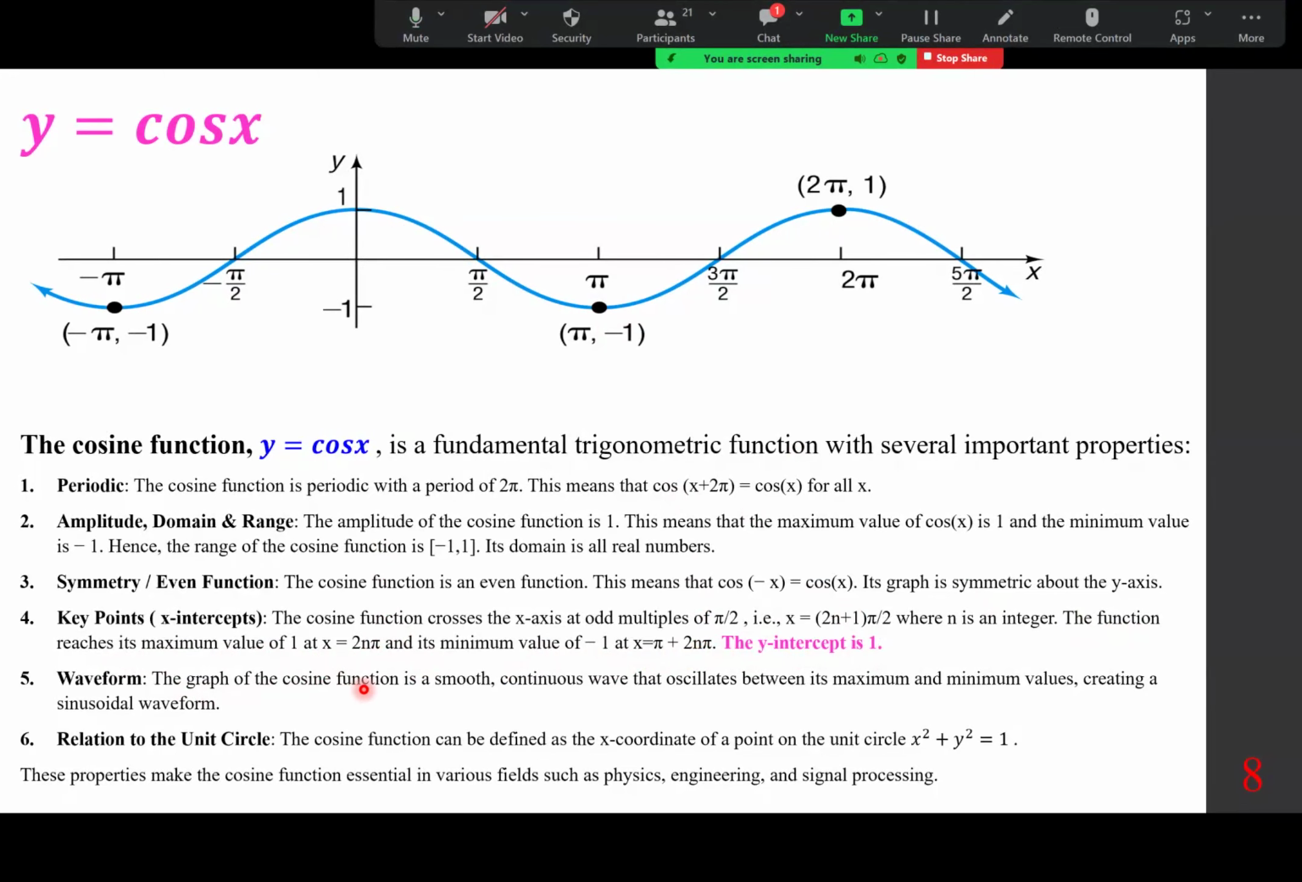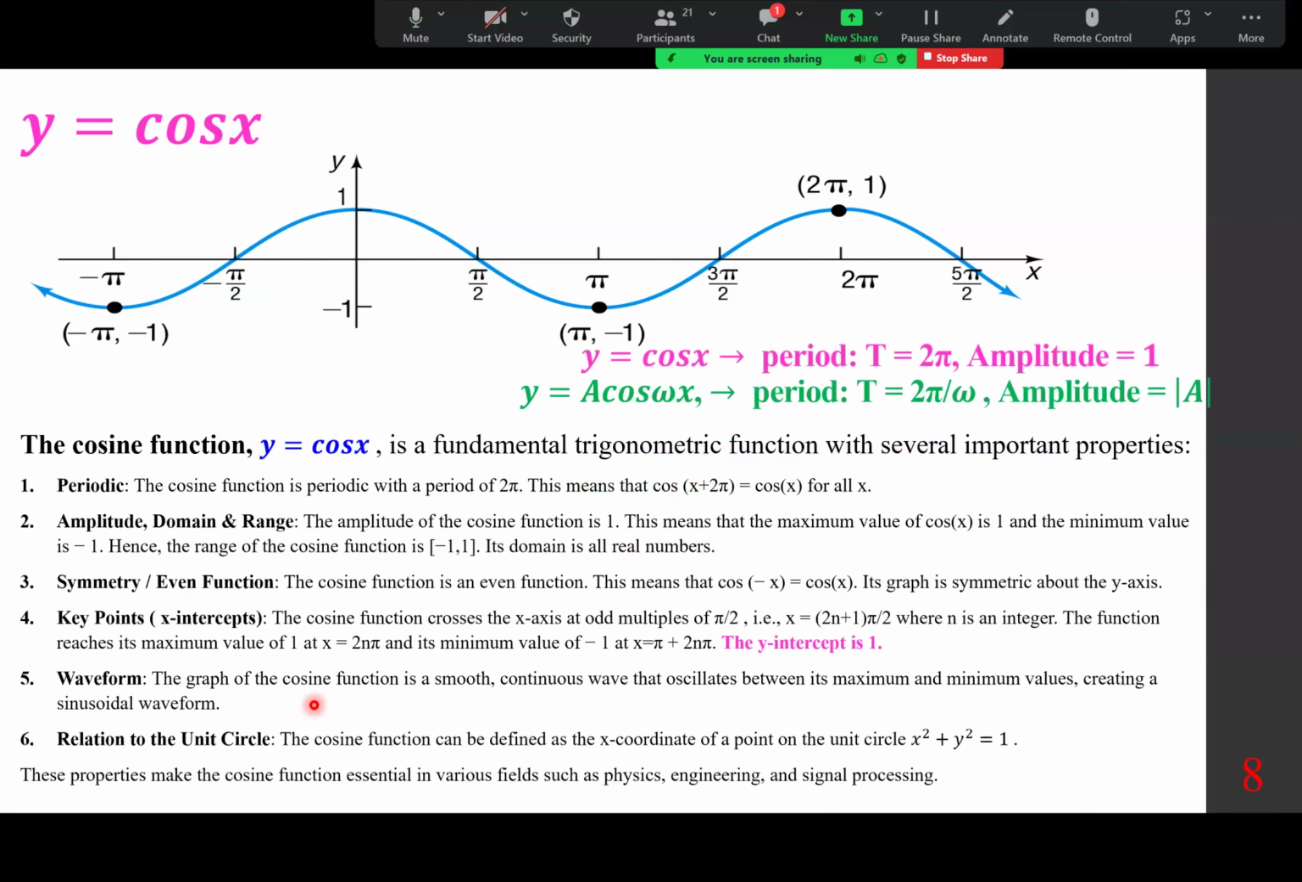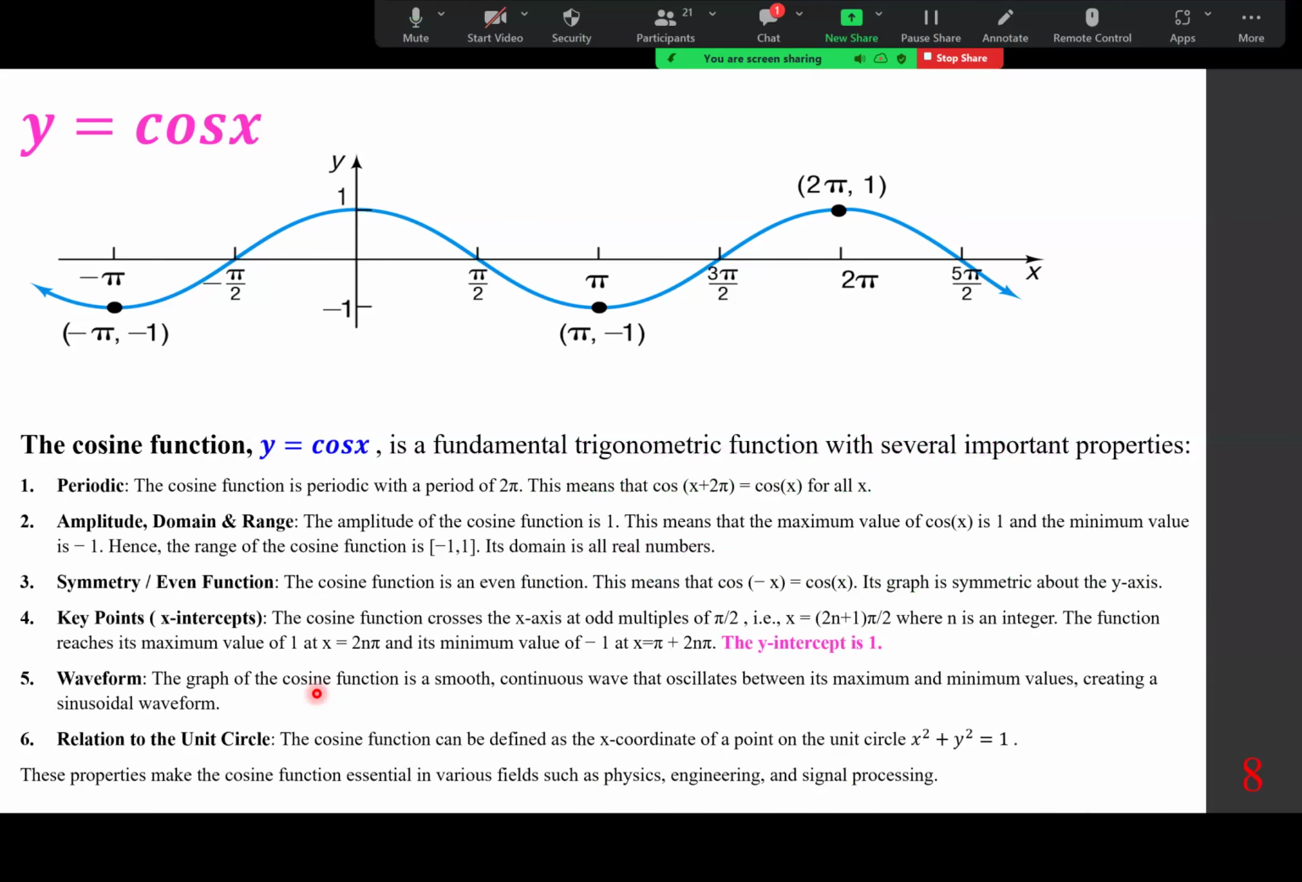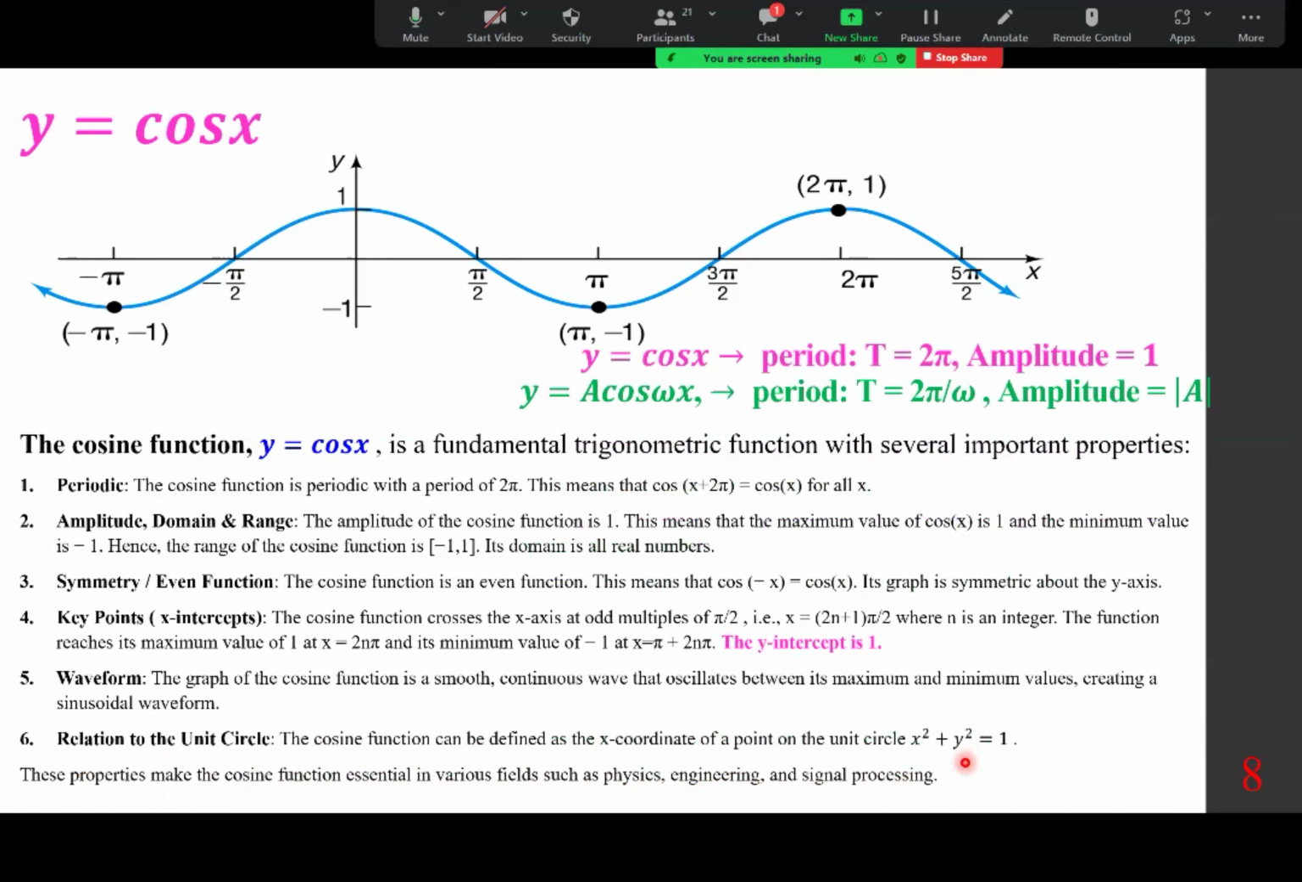Waveform. The graph of a cosine function is a smooth, continuous wave that oscillates between its maximum and minimum values, creating a sinusoidal waveform. So y equals cosine x. Relation to the unit circle. The cosine function can be defined as the x-coordinate of the point on the unit circle, x squared plus y squared equals 1. Its properties make the cosine function essential in various fields such as physics, engineering, and signal processing.